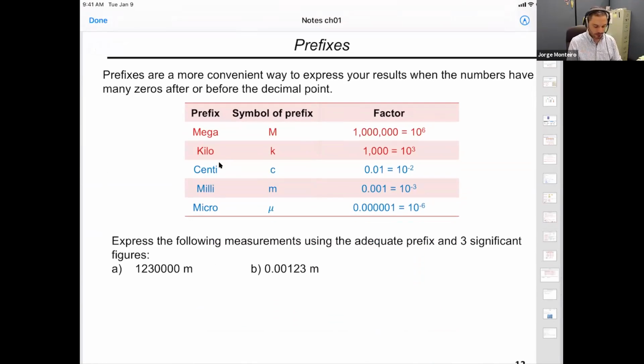So now let's talk about prefixes. Prefixes are a more convenient way to express your results when the numbers have many zeros after or before the decimal point. Okay, so I showed you the scientific notation, which is one way to clean up your results. And using prefixes is another way to eliminate excessive amount of zeros as well.